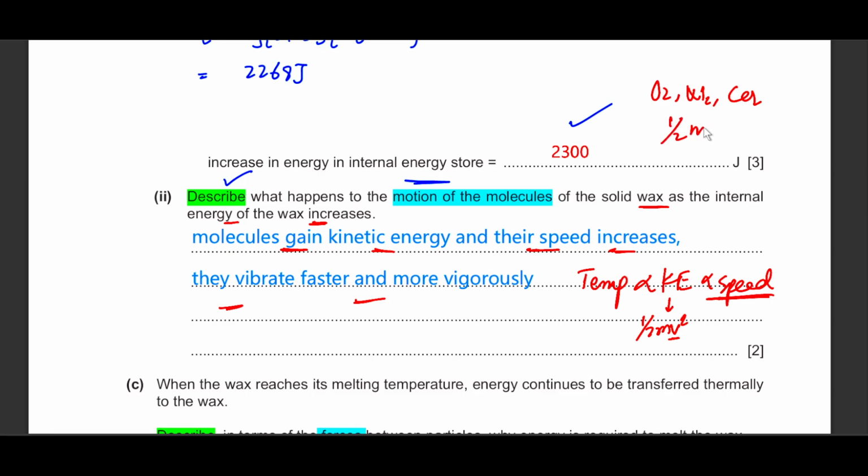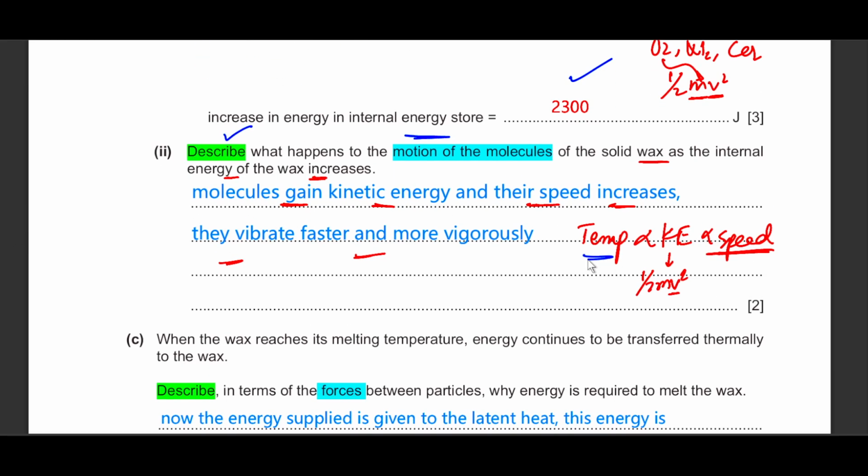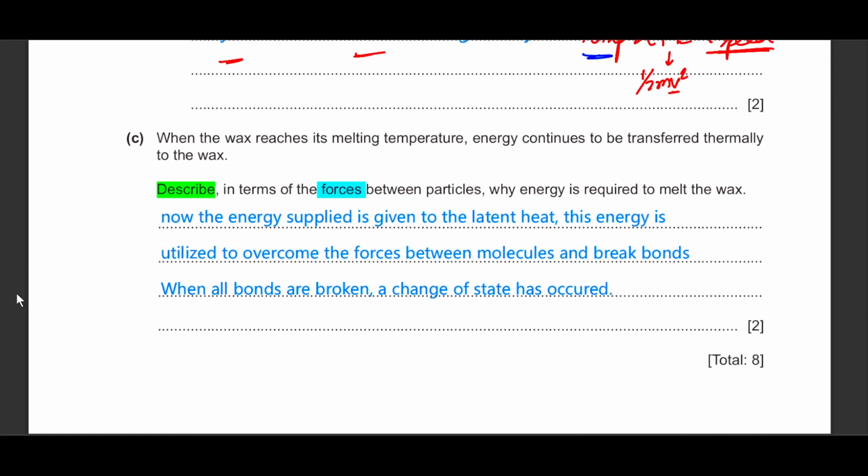So when you use half mv squared, the mass m, if you're talking about oxygen, stays the same. So it's the velocity that actually represents the change in temperature. This is why we start with temperature, go to kinetic energy, and then land finally on speed.